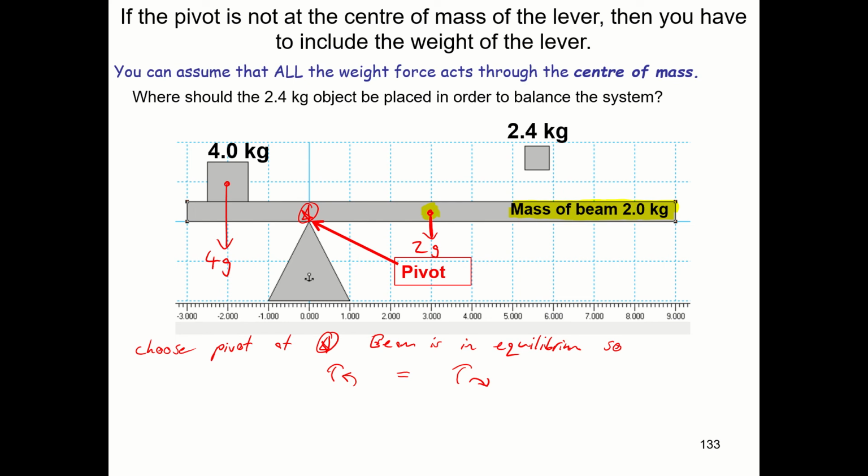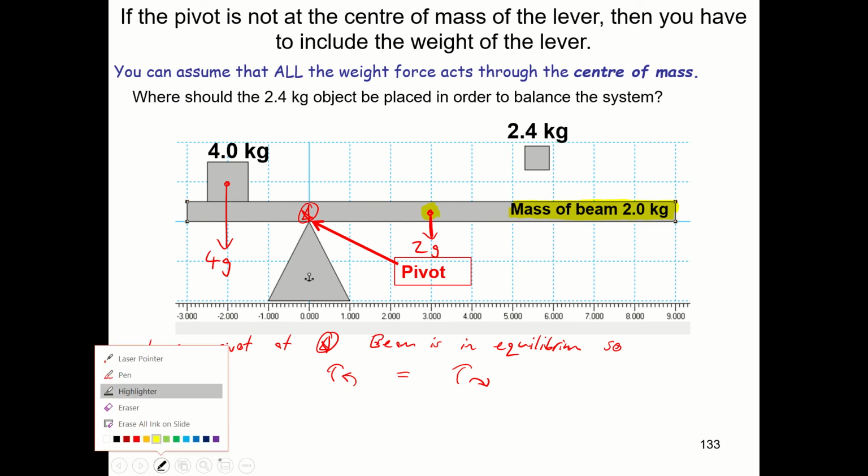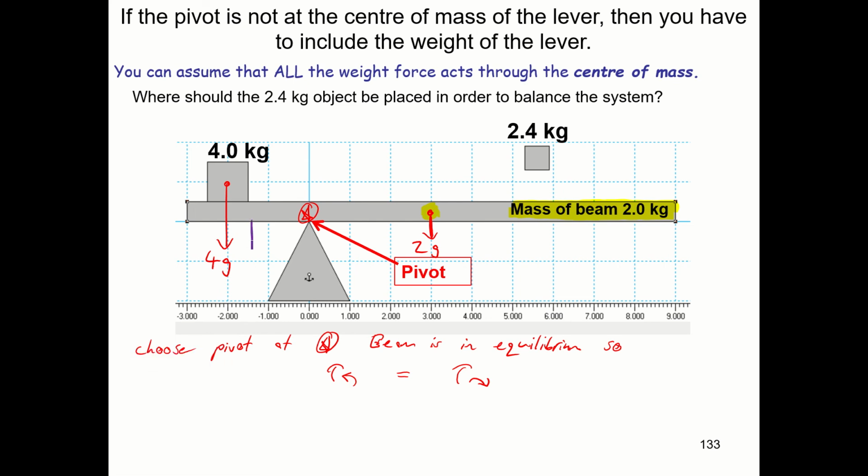You could break it up into two masses and have the weight of this part of the beam here and the weight of this part of the beam here. It just makes the problem more complicated and you actually end up with exactly the same answer. So let's keep it simple. So if we've got the weight of the beam, it always acts through the middle.